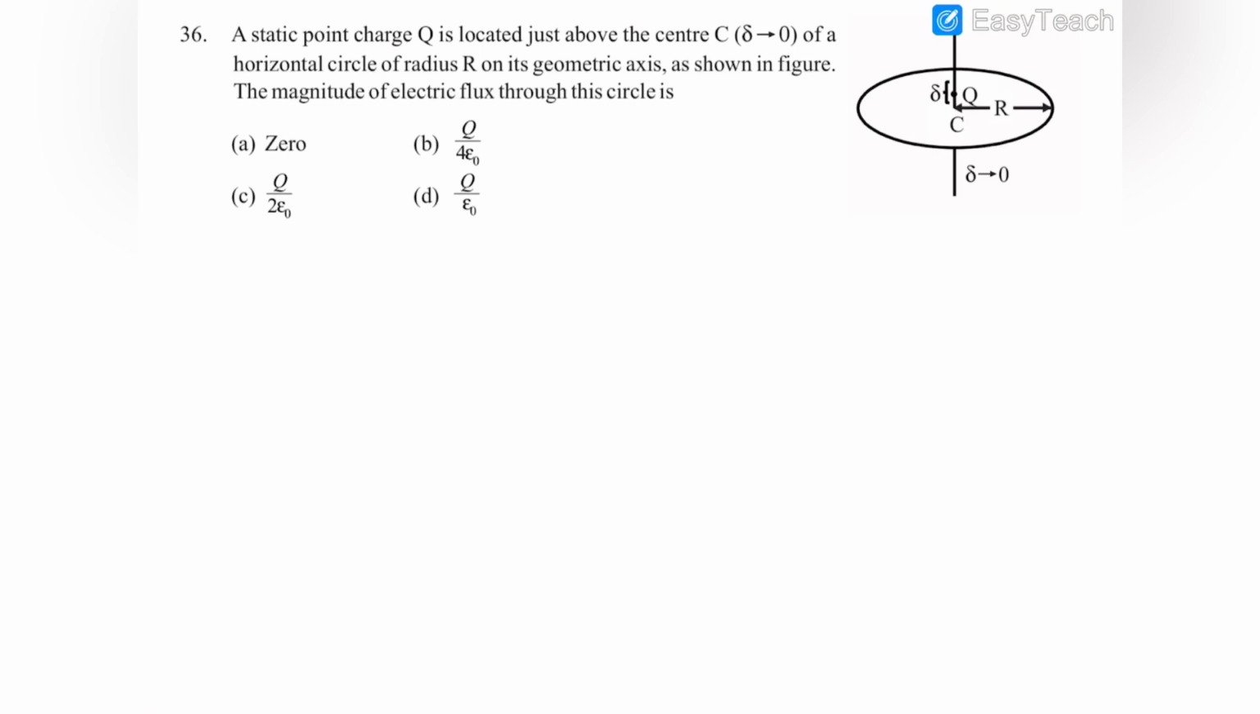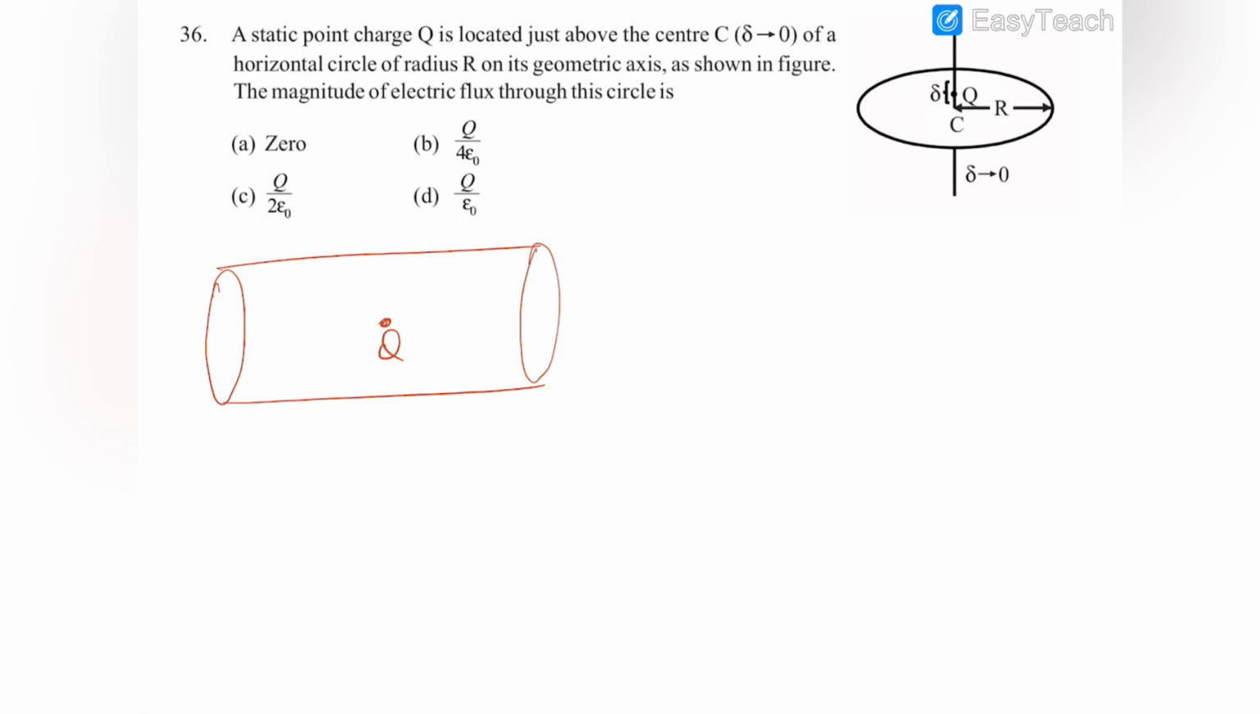In this question, it is given that there is a point charge placed on the axis of this ring, and this ring has a radius r. Now this point charge is at a distance of del, and del tends to 0, which means that this charge is placed very close to the ring. Now let us imagine a situation in which there is a cylinder, and this cylinder has a charge q placed at the center.